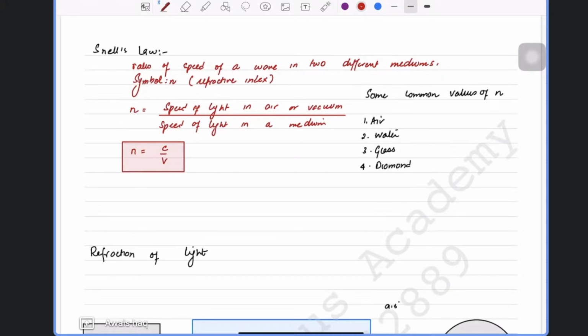The other formula for Snell's law is given by sine of angle of incidence divided by sine of angle of refraction. And obviously you can remember this. I'm just going to write this here, where I is the angle of incidence and R is the angle of refraction. Okay, please write this down.